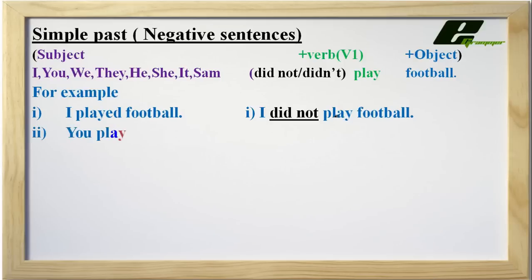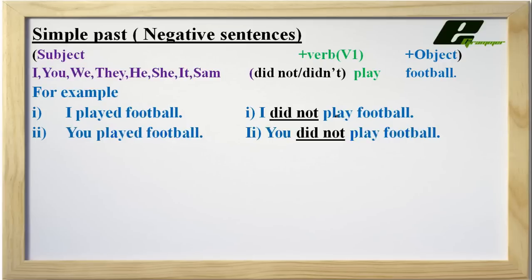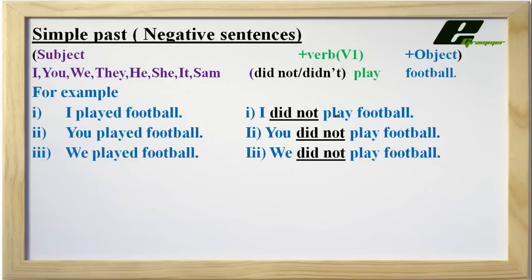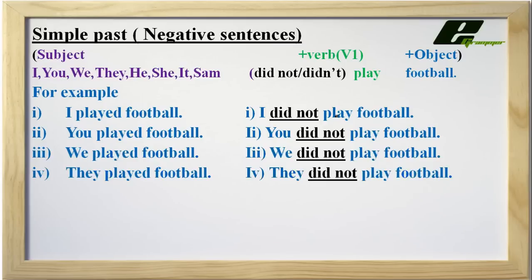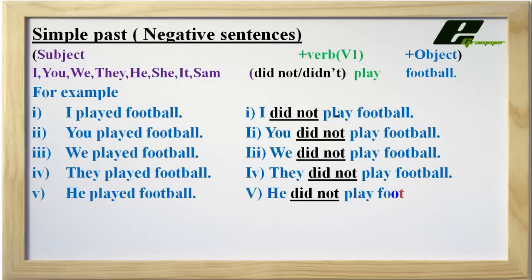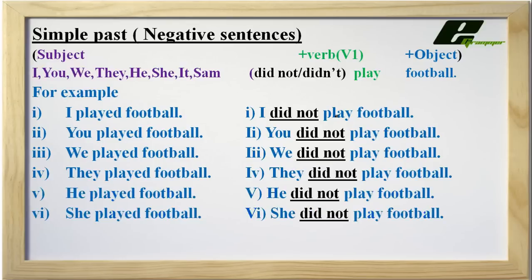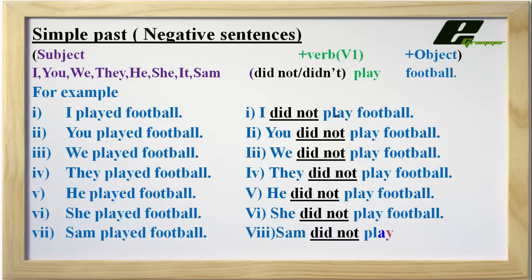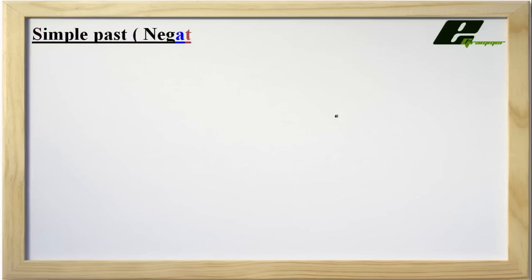See another example. You played football. You did not play football. We played football. We did not play football. They played football. They did not play football. He played football. He did not play football. She played football. She did not play football. Sam played football. Sam did not play football. Understood? Now, let us make some negative sentences.